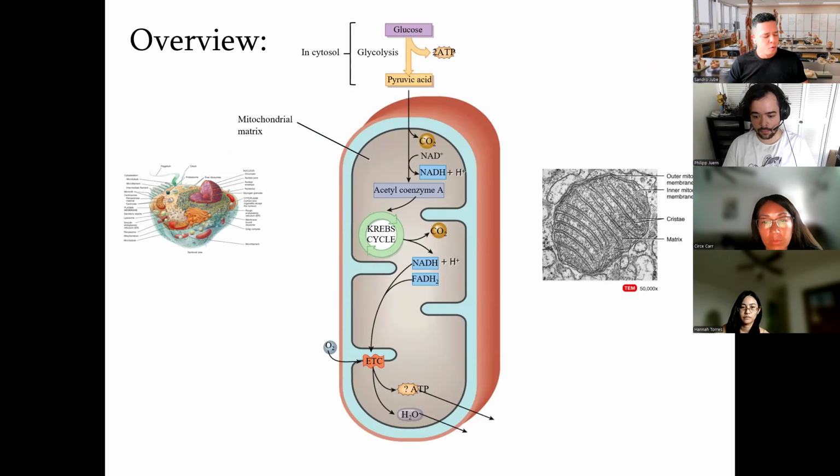Now, let's talk a little bit more about glucose and see what happens. Why do we need this glucose? What's going to happen to it? Where does it go? Why do we need to take it?